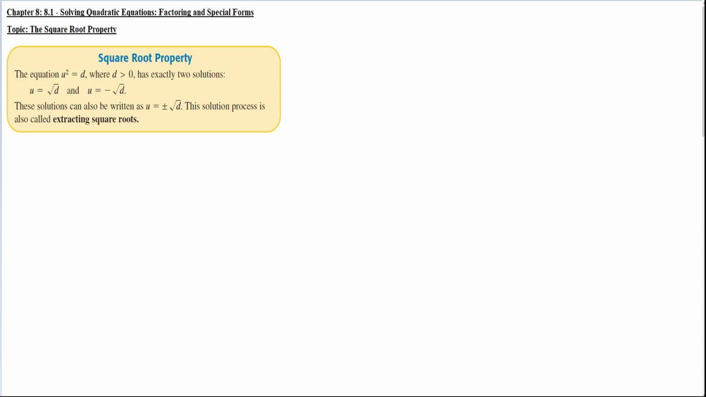So just to see the algebra on that real quick, a proof, in other words, I guess you could say. If we have u squared equal to d, what we want to do to solve this is subtract d on both sides, okay? So that way we'll end up with u squared minus d equaling 0. And then we want to factor this.